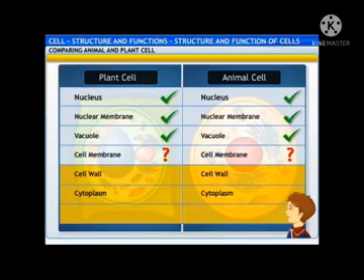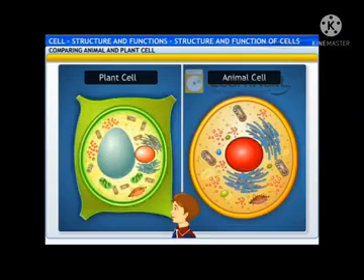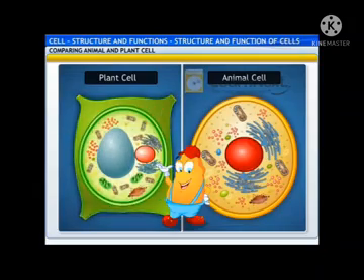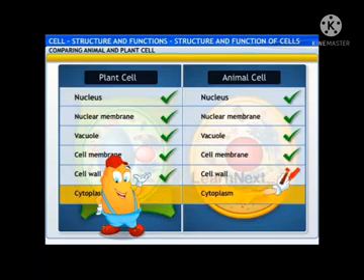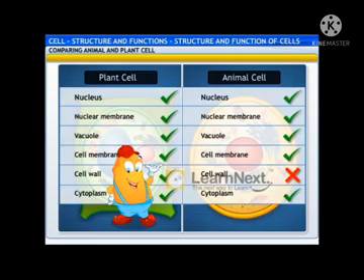Now, what about the cell membrane? It is also present in both the cells. The plant cell has an additional covering, right? Yes, you're talking about the cell wall. Animal cells don't have cell walls. Then, cytoplasm is present in both plants and animals, right? Right, and the chart is complete.